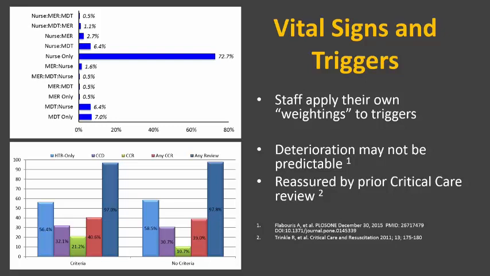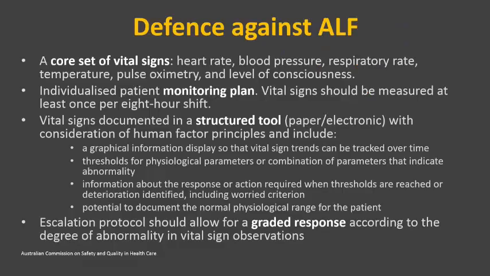And then from a critical care perspective, we often contribute to the problem. So we discharge patients to the ward with criteria. We review patients in the ward with criteria and leave them on the ward, and then that leaves the staff in a conundrum when certain triggers come into play.